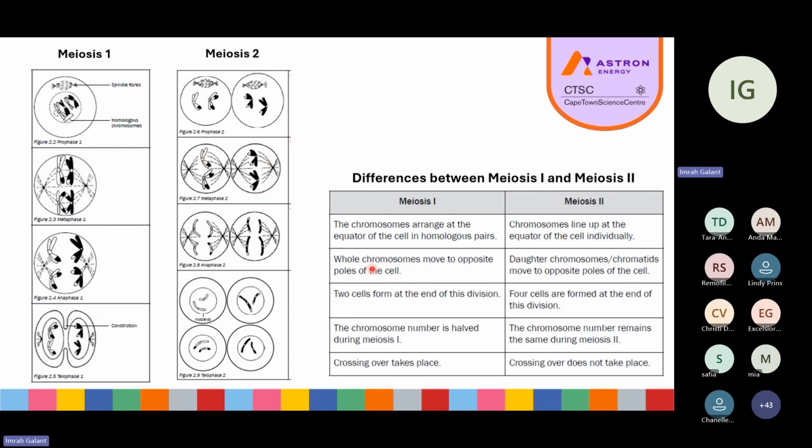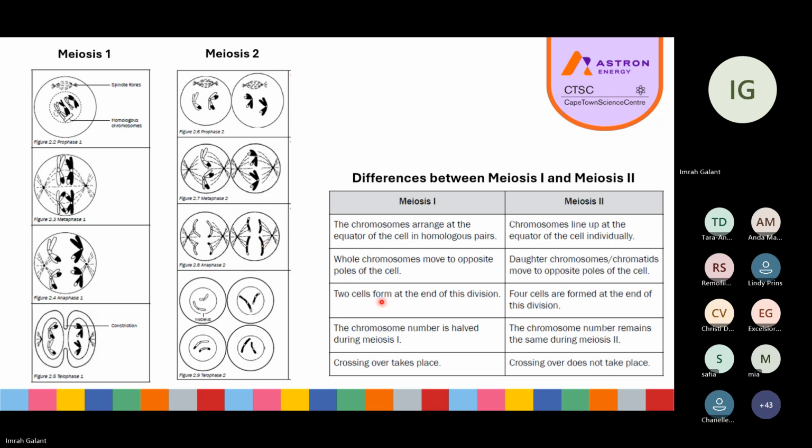Then over here it says whole chromosomes move to opposite poles of the cell. That is now referring to anaphase 1, because remember, anaphase A is for moving apart. So whole chromosomes move to opposite poles of the cell. And then in anaphase 2, now we have daughter chromosomes or chromatids. They are now moving apart again to opposite poles of the cell.